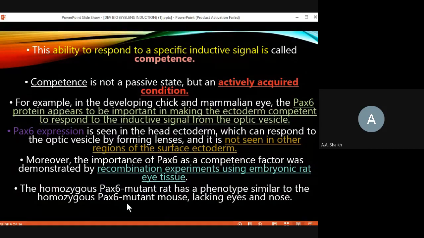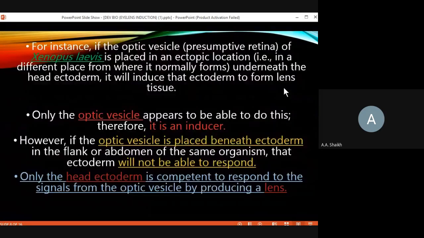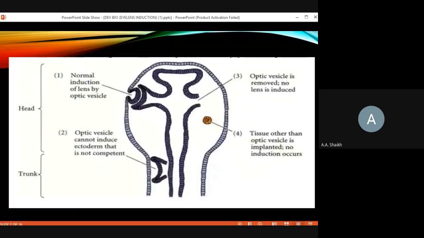PAX6 gene. The signal released from the optic vesicle, which has a lot of importance in lens induction, is called the PAX6 gene. There are a lot of different types of genes, but for your understanding and for this level of your study, the PAX6 gene is the gene showing a lot of importance in lens induction. So what are the different things related to that? Now we will have a look at that.